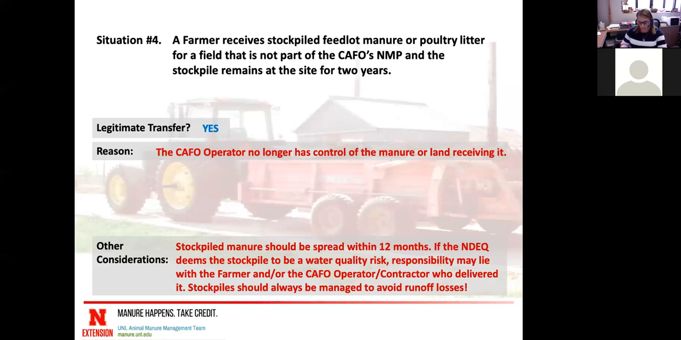So that one is a unique situation, and I bring it up just because the liability of the CAFO operator lies in the beginning of that situation, when they help advise that farmer on how to stockpile or where to stockpile the manure.